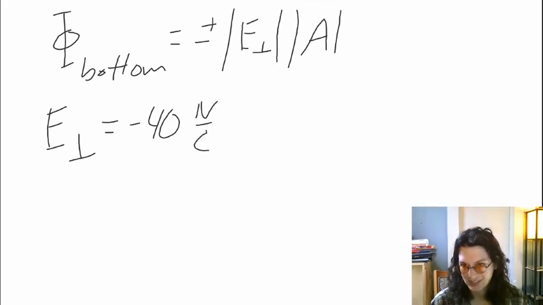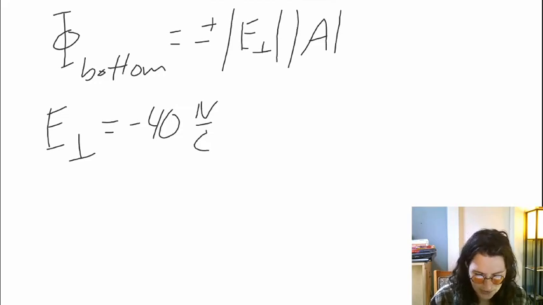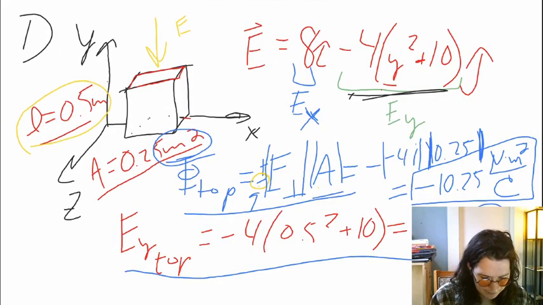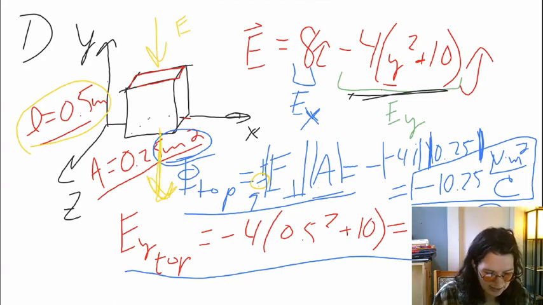Now the question is, is that going to be entering or exiting? In other words, will we have a positive or negative flux? Well, if it's a negative 40 newtons per coulomb exiting out the bottom, then that means that it's going in this direction right here. And that is actually an exit from the cube. That electric field is exiting the cube.